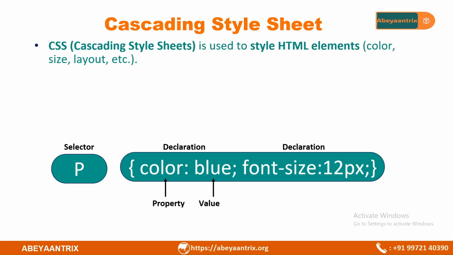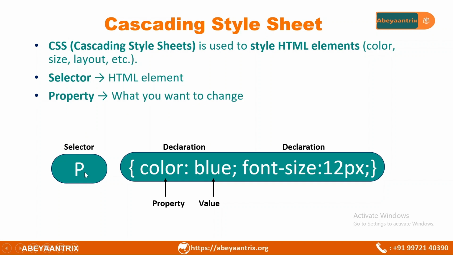Okay, so Cascading Style Sheets are used to style HTML elements. Here we are styling this paragraph element. For this we can change the color, size, layout, everything with a CSS property and value. Here, first we choose the HTML element, that is the selector. Next we add a property for the selector, that is, what you want to change. Next we add the value for that property to change the styling. These are all the main important things we do with an HTML element.